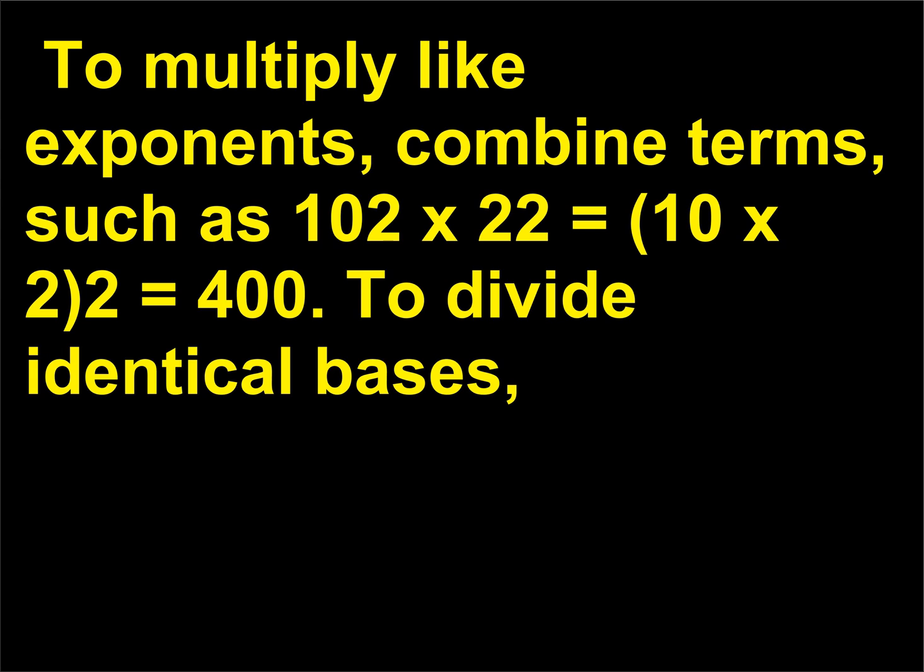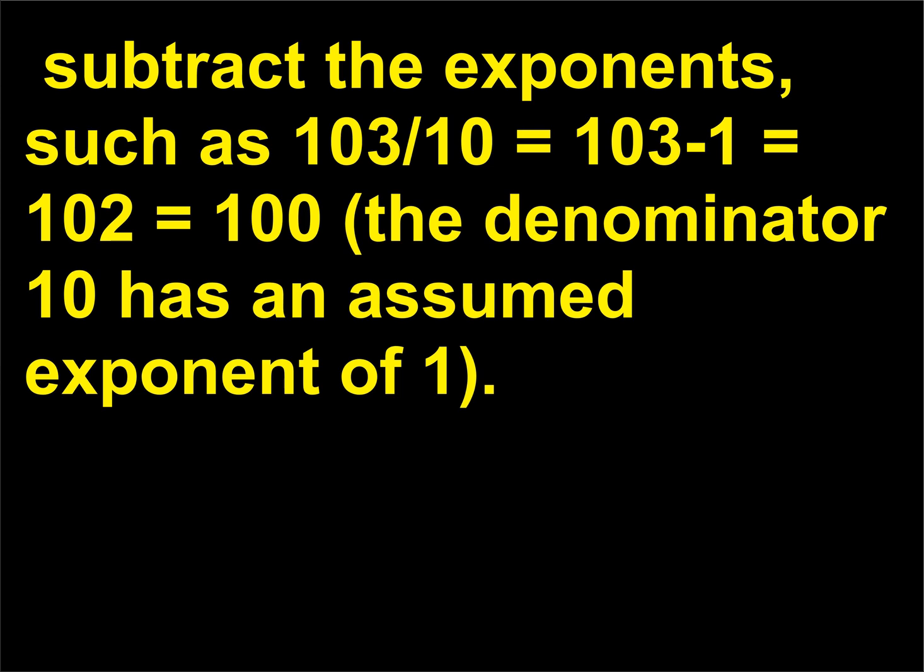To divide identical bases, subtract the exponents, such as 10^3 / 10 equals 10^(3-1) equals 10^2 equals 100. The denominator 10 has an assumed exponent of 1.